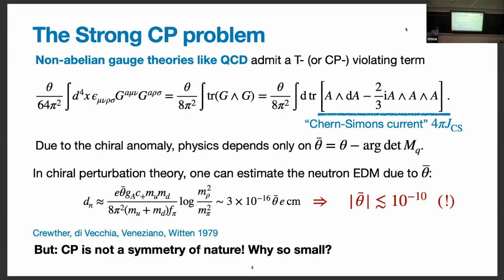Crewther, Di Vecchia, Veneziano, and Witten estimated in 1979 that the size of the neutron EDM is proportional to this T-violating parameter. It's roughly the size of the neutron, suppressed by the up quark mass over lambda QCD because of this chiral anomaly effect. The physics of theta has to disappear if there's a massless quark, so it has masses of quarks in the numerator. And it's something like 10 to the minus 16 centimeters times this parameter theta bar. But experimental bounds tell us the neutron EDM is smaller than something like 10 to the minus 26 centimeters. And that implies this parameter is smaller than 10 to the minus 10.